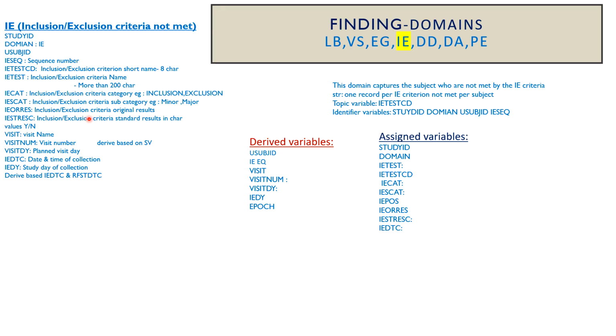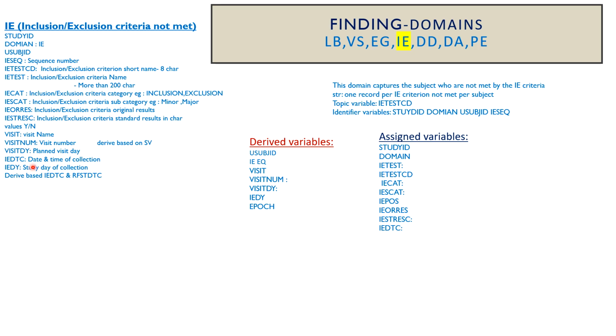So original results, what will be that? That data we need to capture. Then standard results character format. Their values will be yes or no only. So even original results also yes or no. Visit name, visit number we know how to create, based on SV domain.